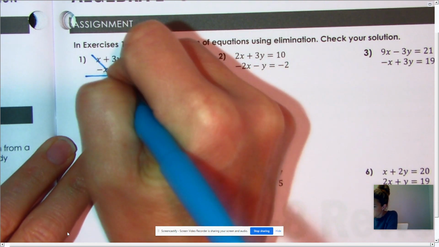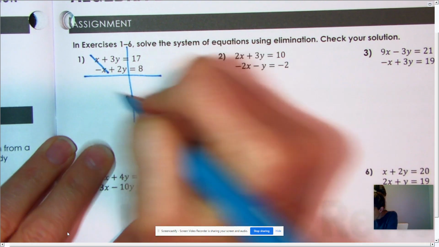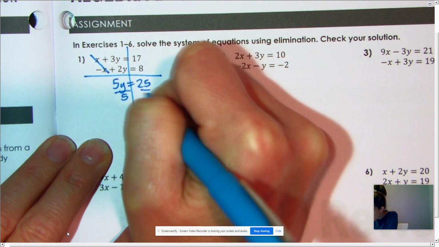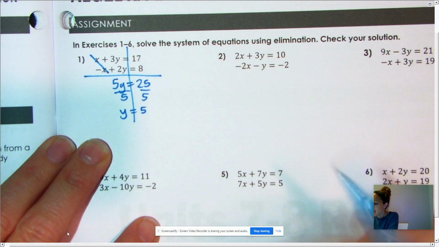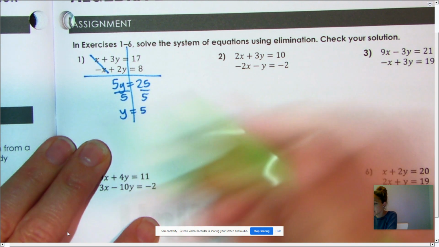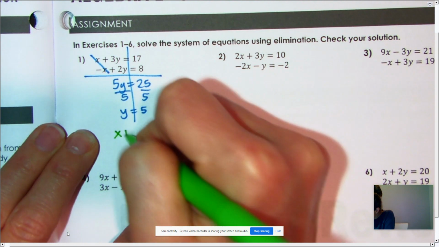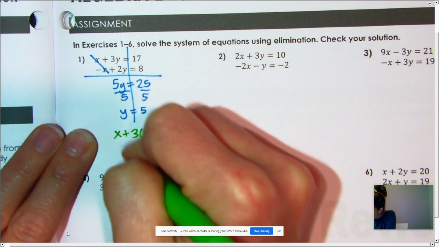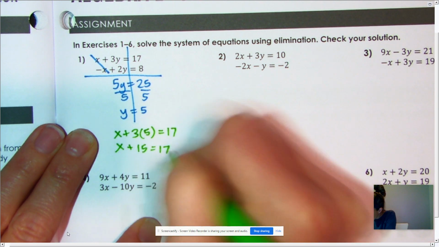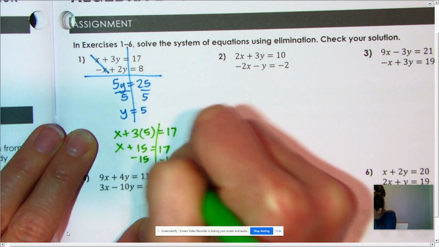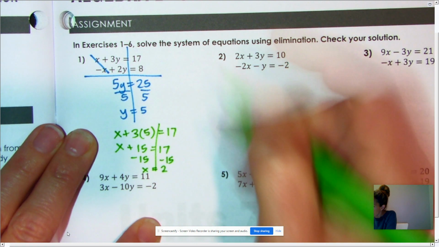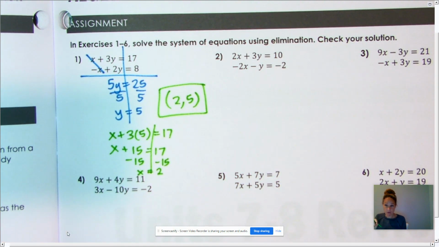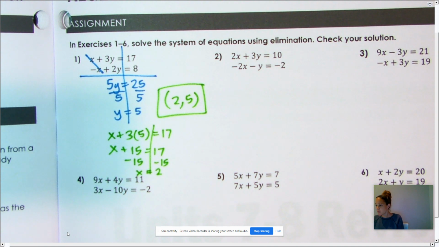So remember that x's cancel. 3y's and 2y's make 5y. 17 plus 8 is 25. Divide by 5 on both sides, so y is equal to 5. I'm going to plug that into the top one just because they're positives. So I'm going to say x plus 3 times y, well, I know y is 5, equals 17. So x plus 15 equals 17. Take away the 15 on both sides, so x is equal to 2. So my answer then is 2, 5. Remember to pause the video if I'm going too fast for you. Question number 2, same thing.